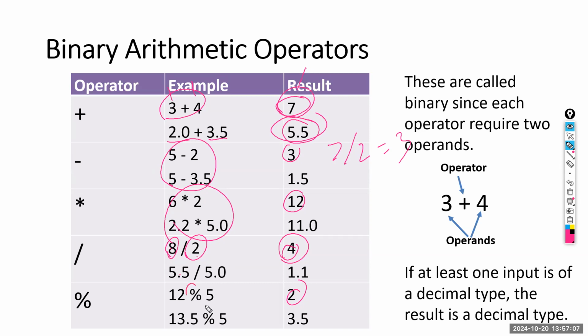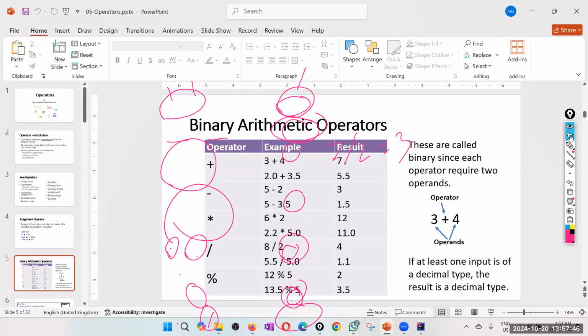The remainder you can get using the percentage mark. If you do whole number division, what is the remainder? For 12 divided by 5, the quotient is 2, remainder 2. So this is the remainder 2. Here also, with 13.5 divided by 5, 5 into 2 is 10, then 3.5 is remaining. That 3.5 is given because this is the remainder operator. So those are called binary arithmetic operators. Let's do a small example and proceed.